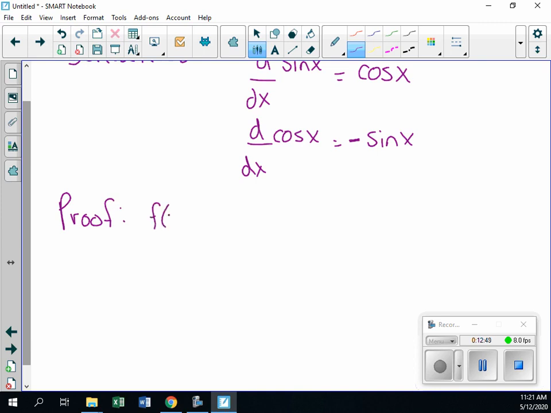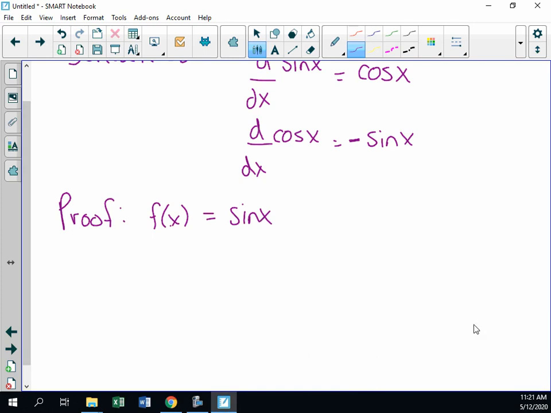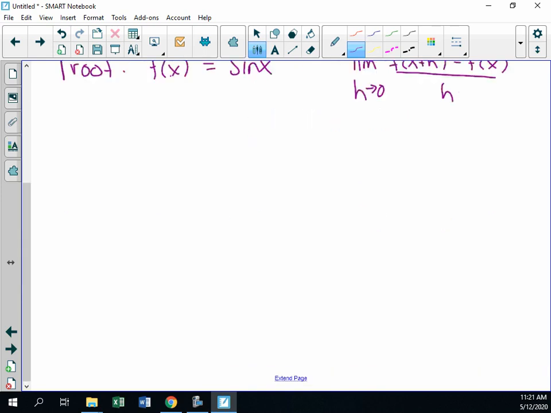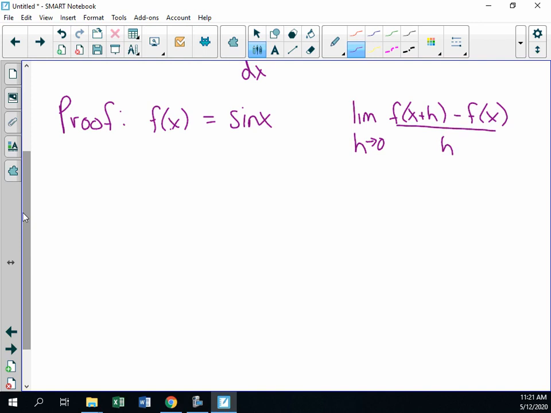So if f of x is equal to sine x, remember how we proved all of this stuff before? We used that fun little formula using our limit as h approaches 0 of f of x plus h minus f of x all over h. That's how we prove every single type of derivative, because that's the definition of it. That's how we started with it. So if I do this, f prime of x is now equal to the limit as h approaches 0 of sine of x plus h minus sine of x all over h.